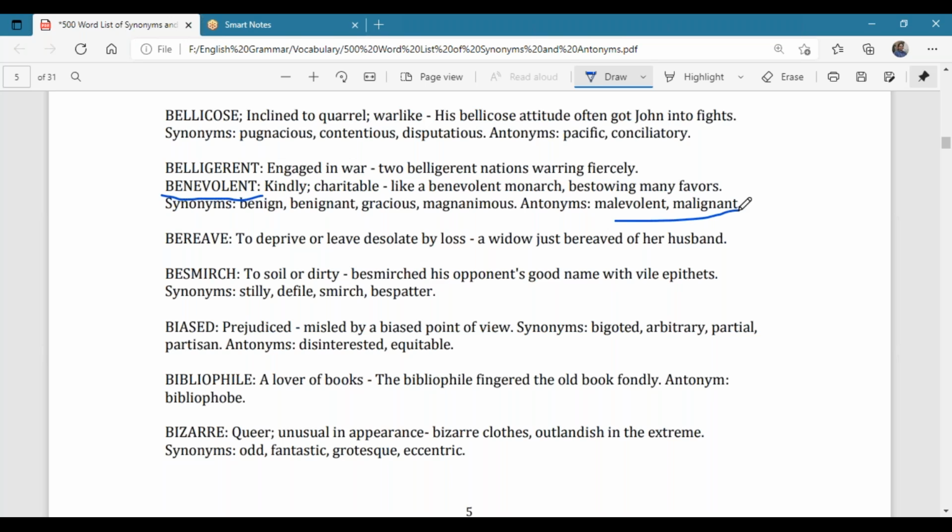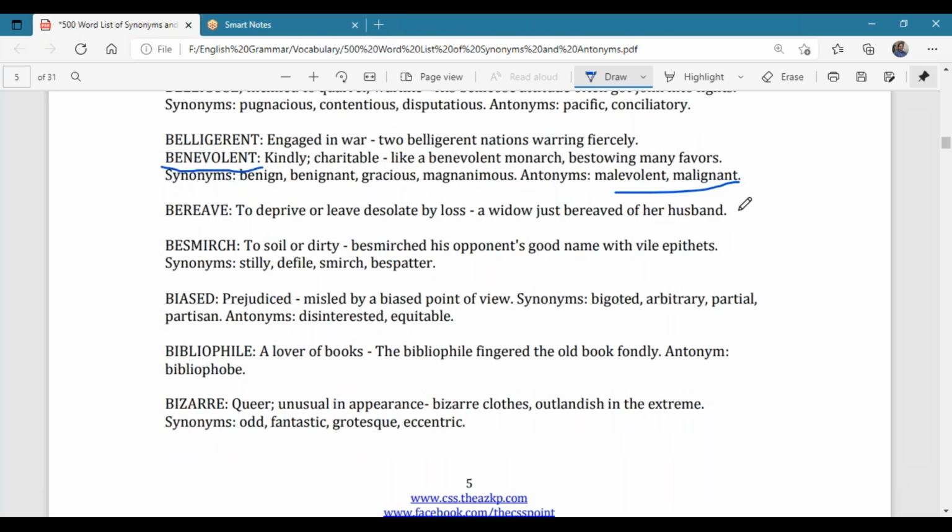Opposites to that will be malevolent, in the sense unkind, tight-fisted, not charitable. So that's a very good word, benevolent. And benevolent is an adjective.